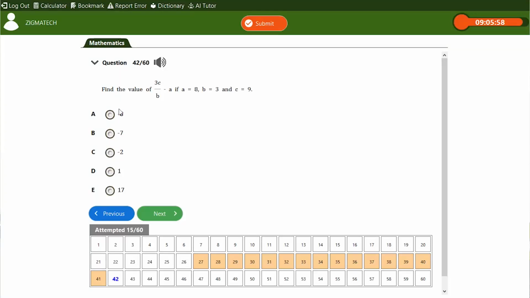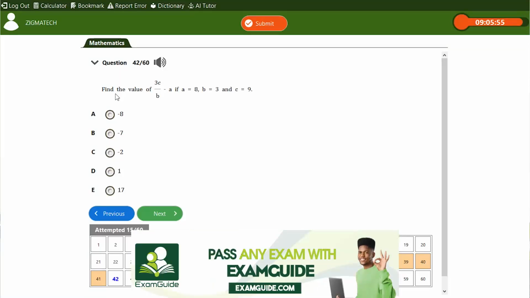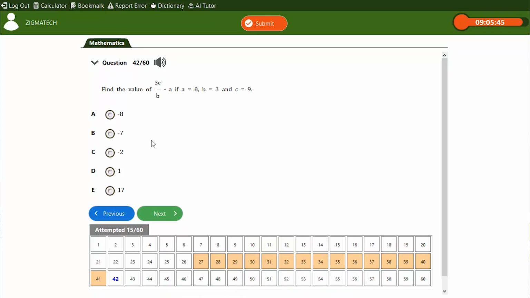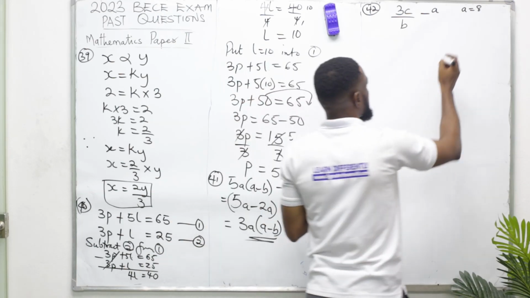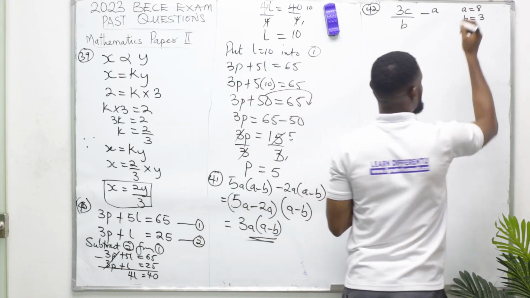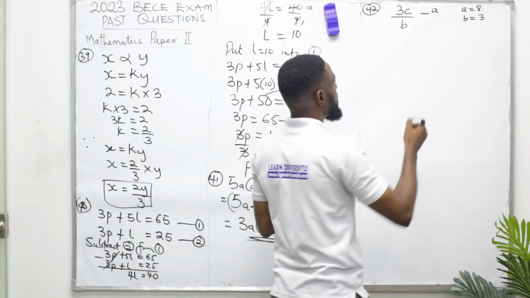All right. So let's look at 42. Is that 41 or 42? Okay, 42. Find the value of 3c over b minus a, if in the condition that a is equal to 8, b is equal to 3, and c equals 9.